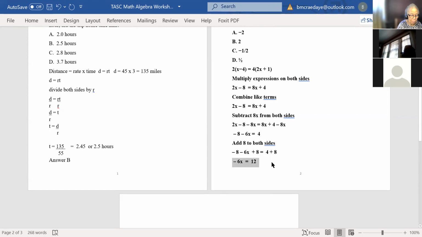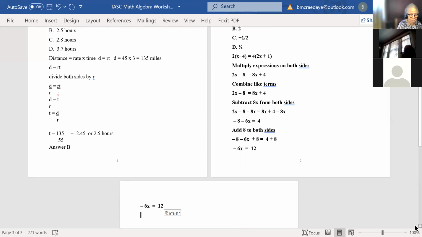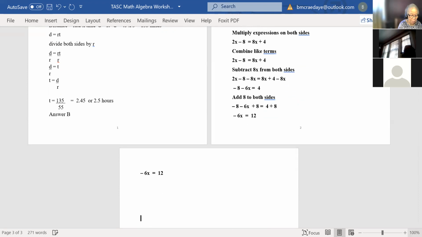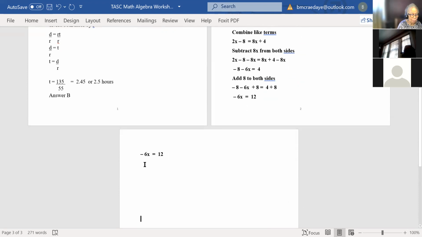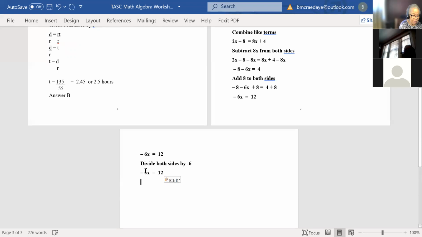You want to get to x, right? I want to get the value of x. That was the question. They asked us to find the value of x. So what's the next step? You divide both sides by -6. Am I right? Divide both sides by -6. Yes. So let's do that. Let's take this equation and divide both sides by -6.